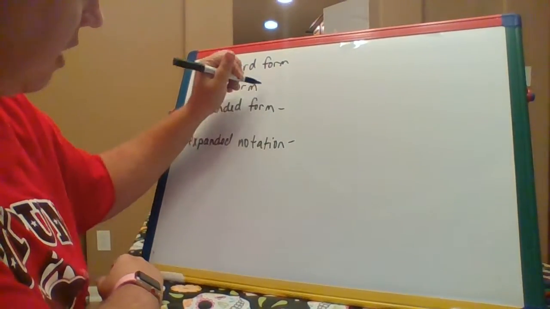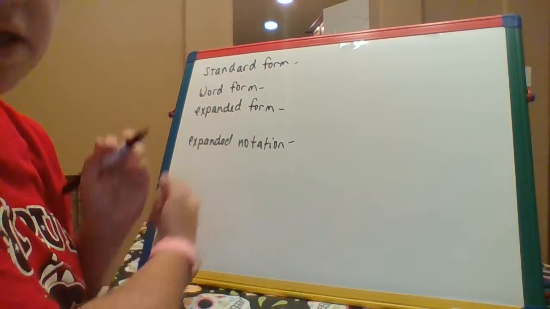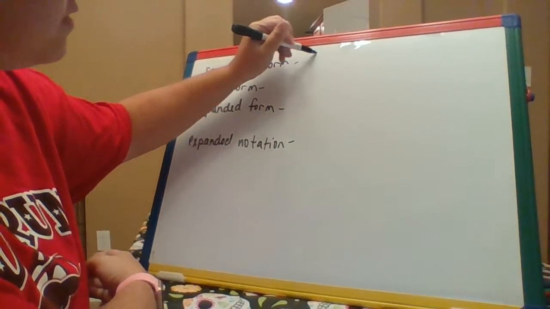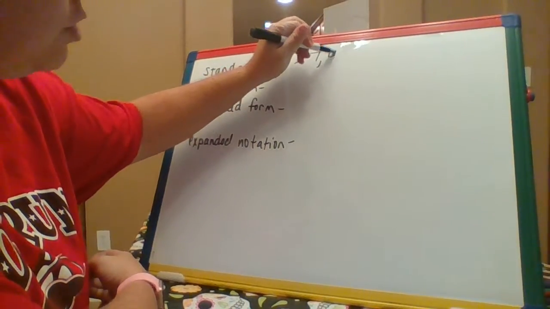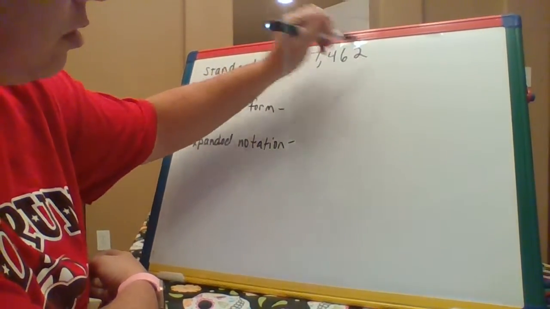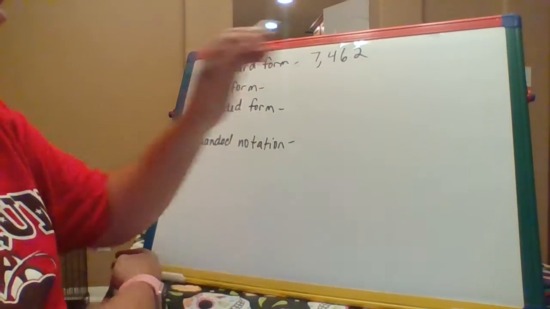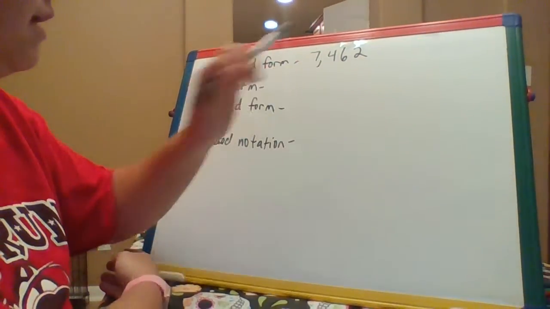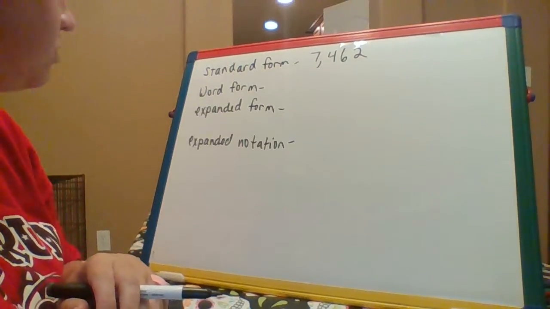All right, so we have 4 different ways that we've learned how to write a number. So I'm just going to do a number in the thousands. So let's say I have 7,462. If I write it just the standard way, the way we're used to seeing numbers, that is how it looks. It's just the numbers.